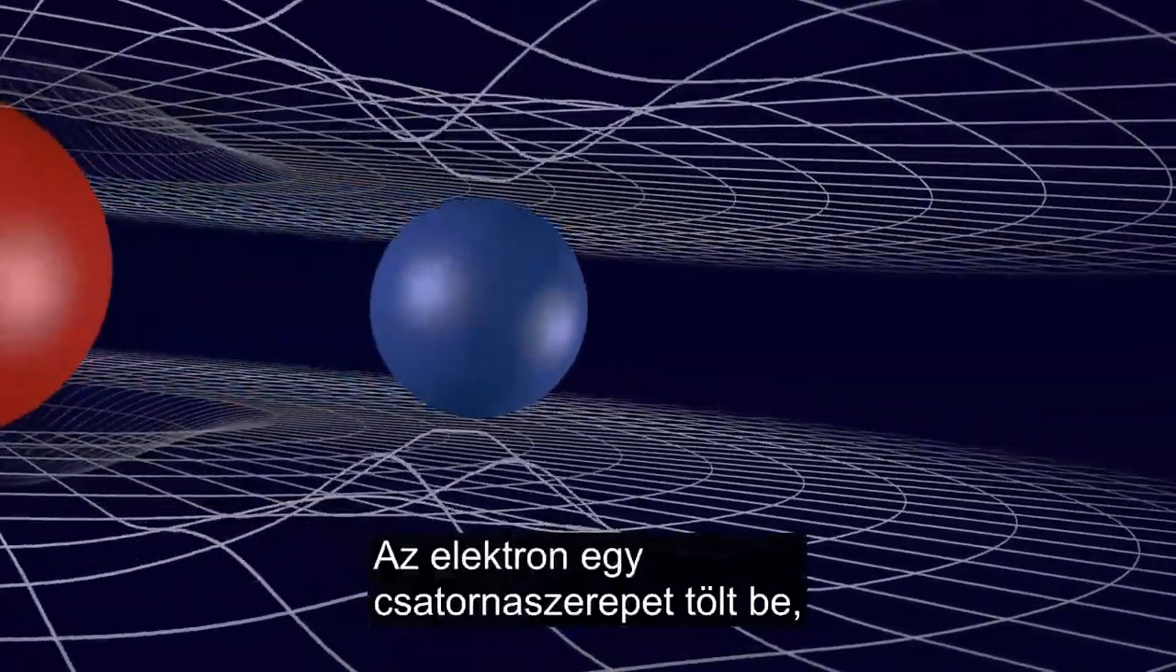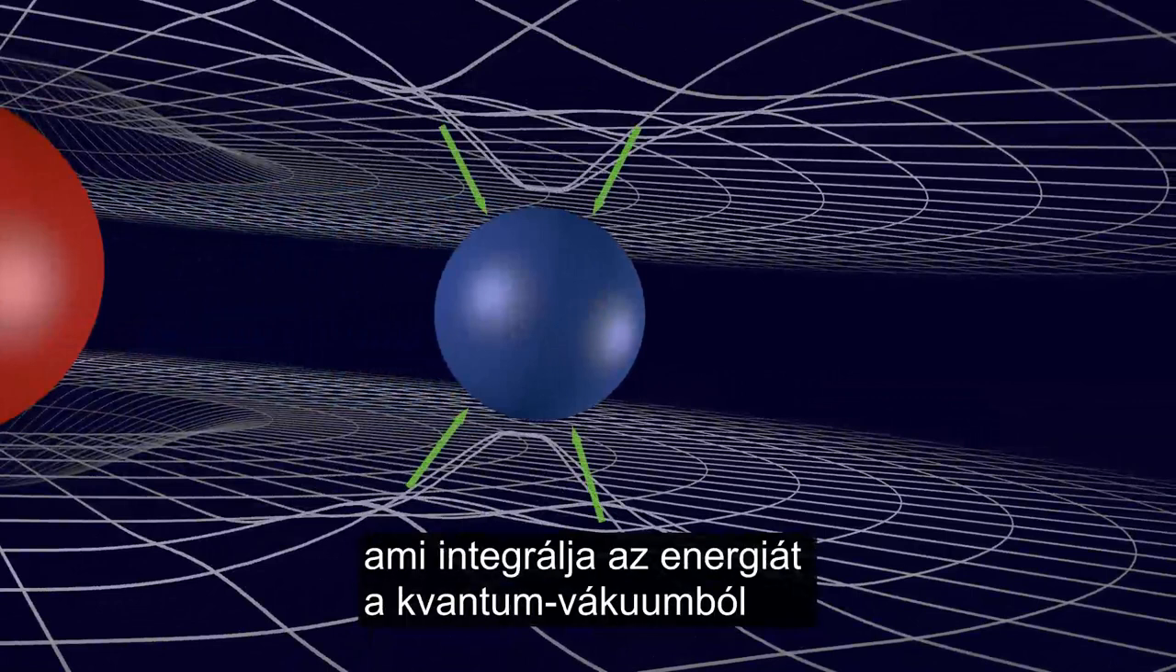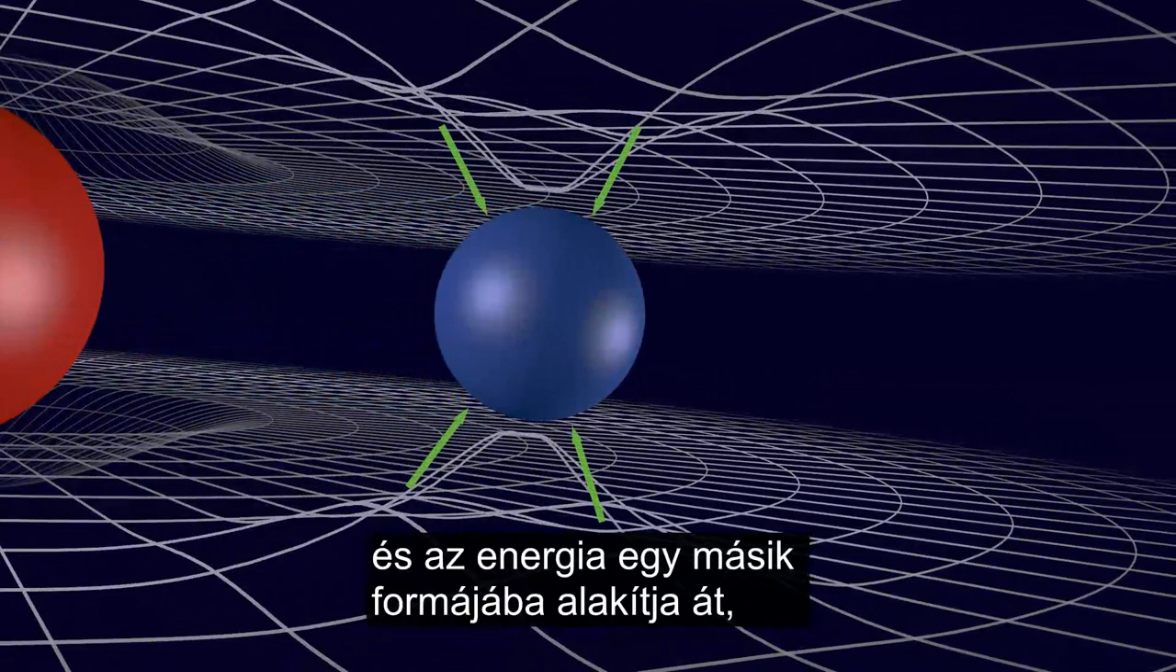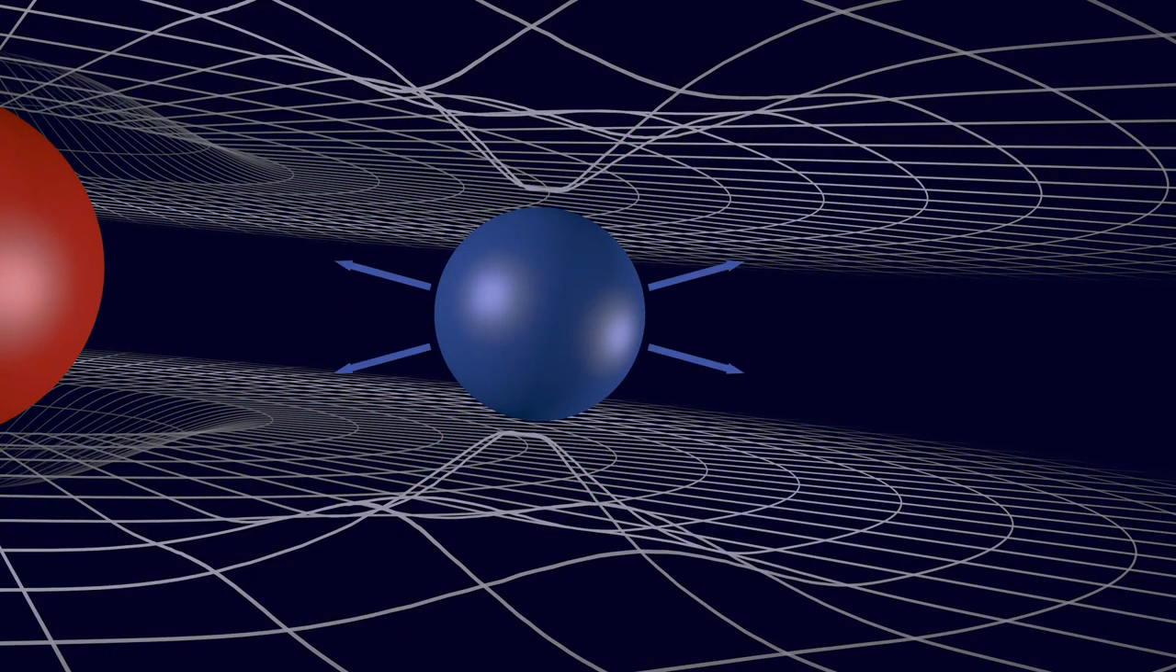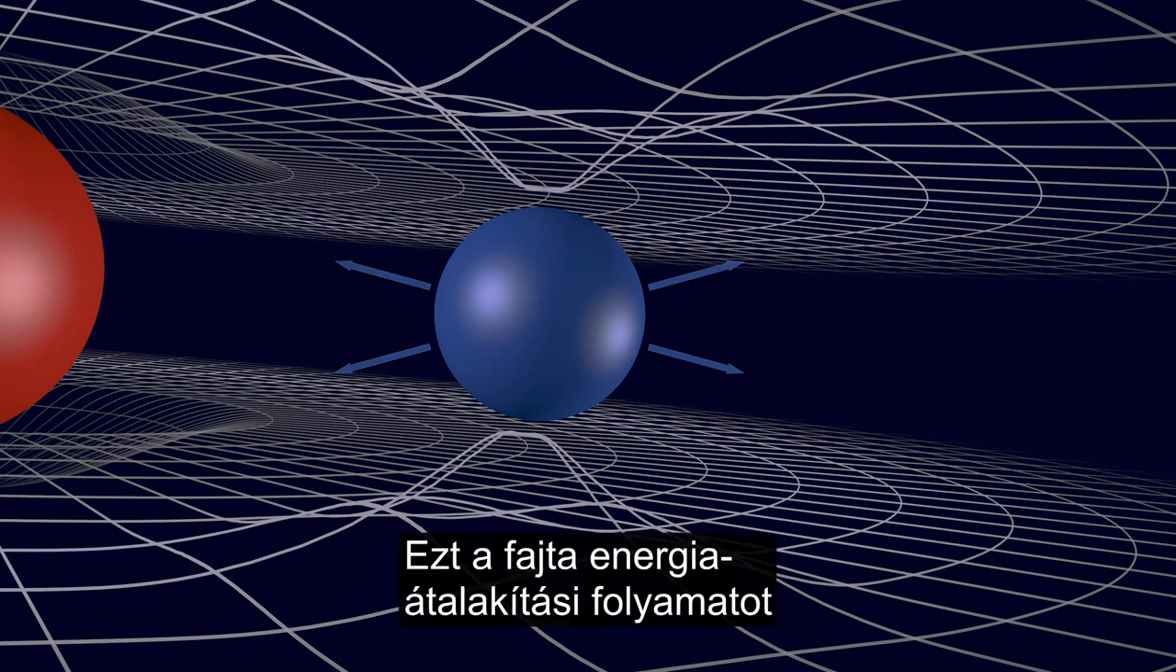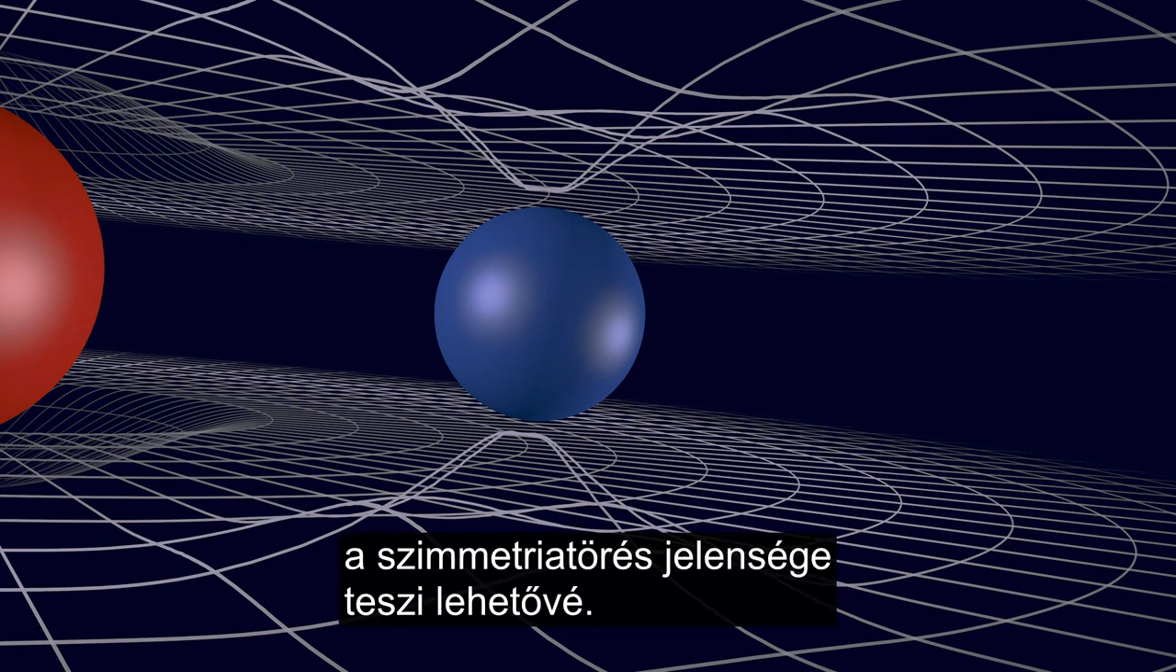The electron is like a channel, which integrates energy from the quantum vacuum and converts it into another form of energy, for example, an electric field. The phenomenon which enables this energy conversion process is a broken symmetry.